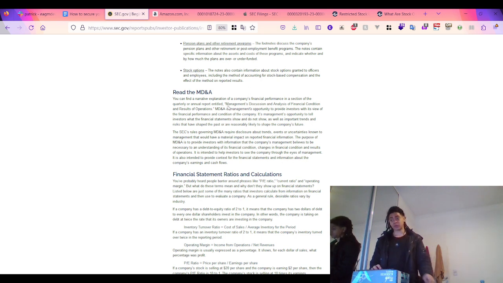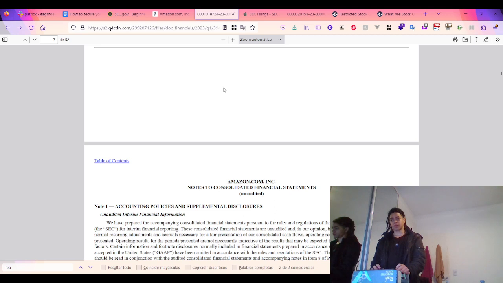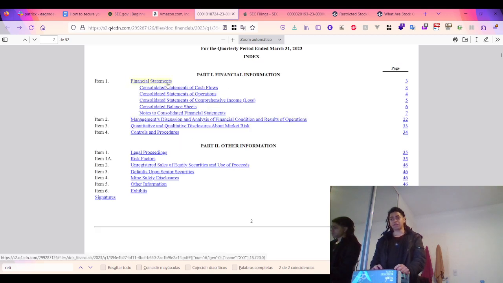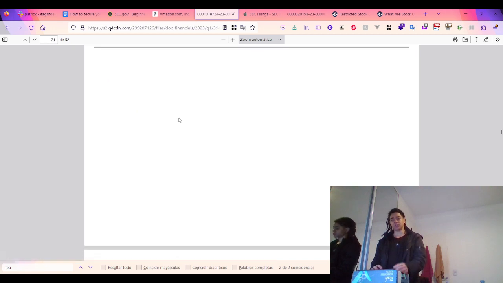It also intends to provide context for the financial statements and information about the company's earnings and cash flow. So by reading about this MD&A, after I look at the financial statements, the cash flow from operations, income, and the balance sheets, then I look at the notes to consolidated financial statements, which are the footnotes, and the management discussion and analysis.